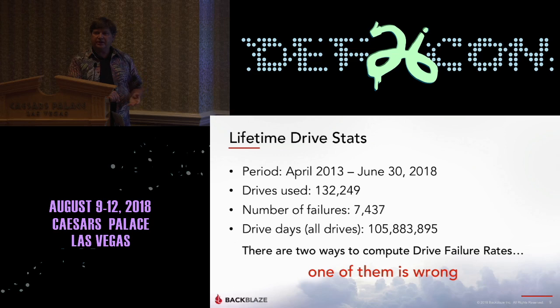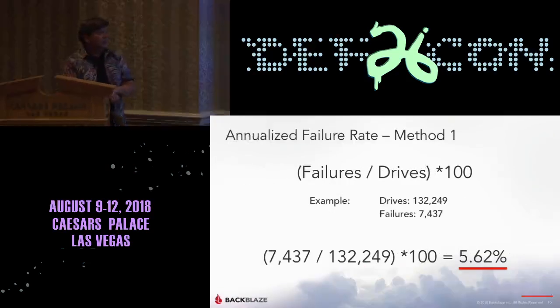The thing that's important is the failure rate. Everybody looks at the failure rate. They go, that's the number I care about. I don't care about all of these other numbers. And there are two basic ways to compute a failure rate, and one of them is wrong. Let's see if you can figure out which one is wrong. Some people do it this way: number of failures divided by drives times 100. Easy formula. And given that data I just showed you, the failure rate for all of those drives is 5.62%.